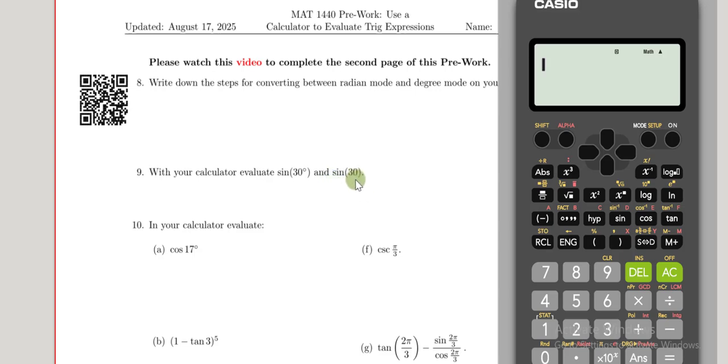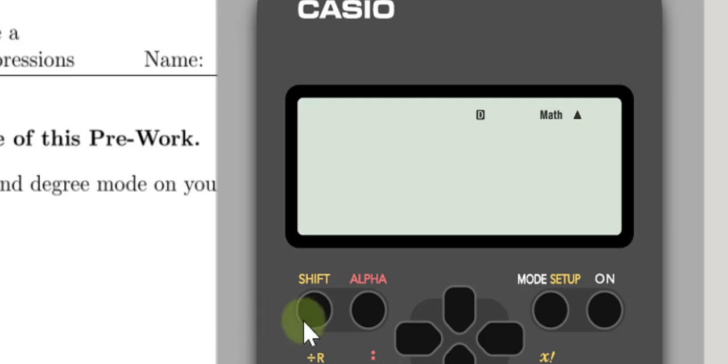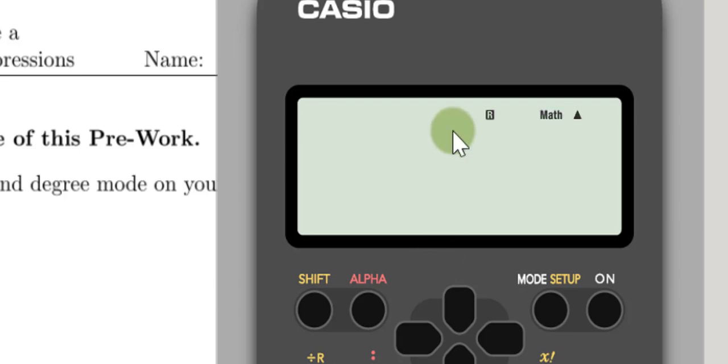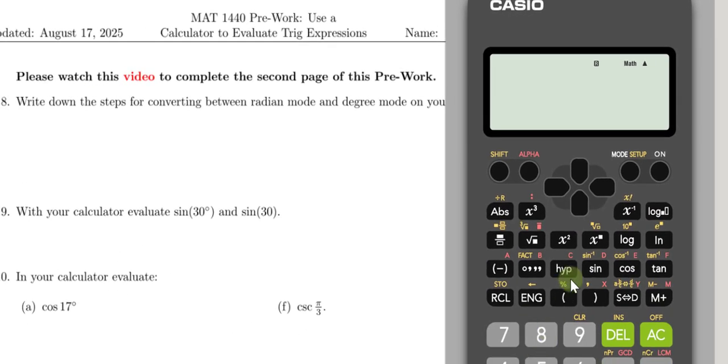There's no units on that, so it's implied to be radians. So I'll hit Shift Mode, and I need to get into the radian mode, so I'll press 4, and now I am in radian mode, and now I can type the sine of 30 close parentheses. Okay. We hit enter, and we get the value of the sine of 30 radians.